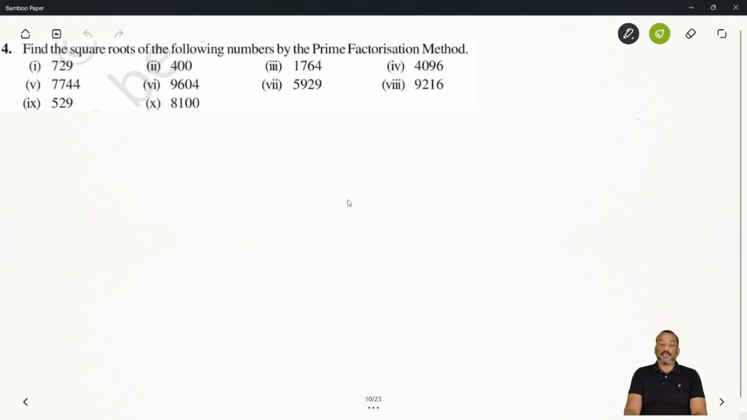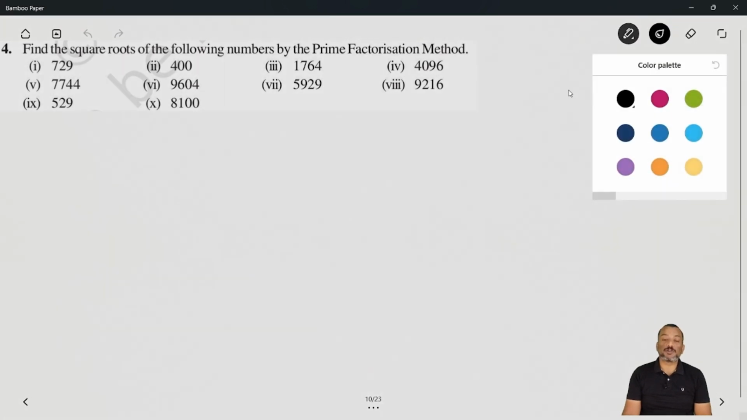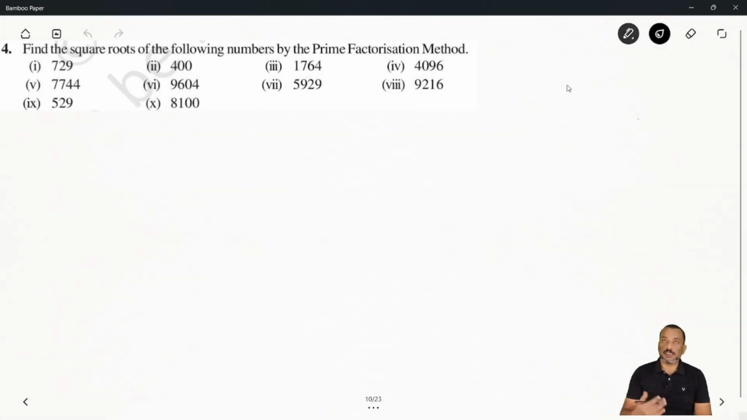Here it is saying, find the square root of the following numbers by the prime factorization method. I already explained the prime factorization method, where we divide the number by prime numbers, starting from the number 2. So here we will take the first one, that is the square root of 729. We will quickly do the prime factorization.